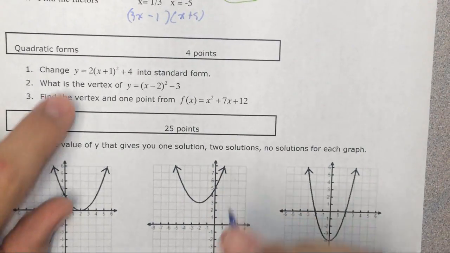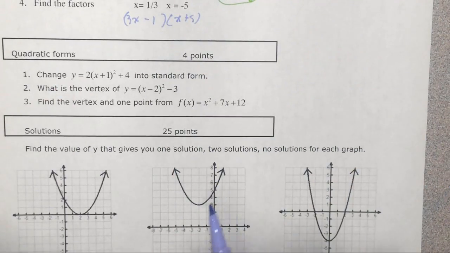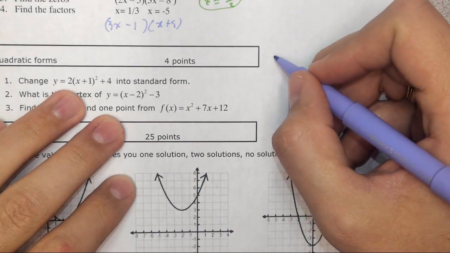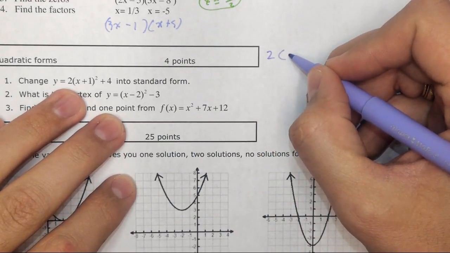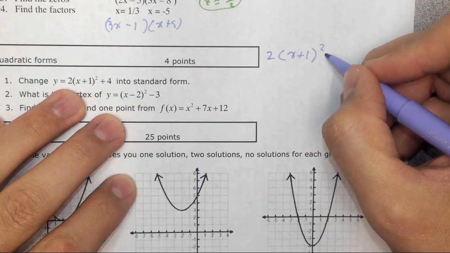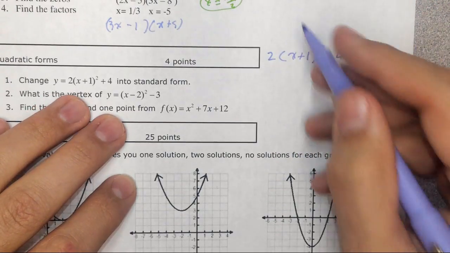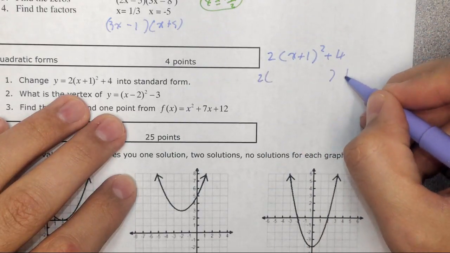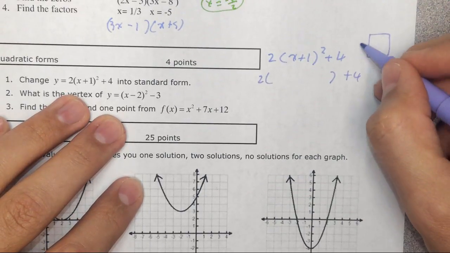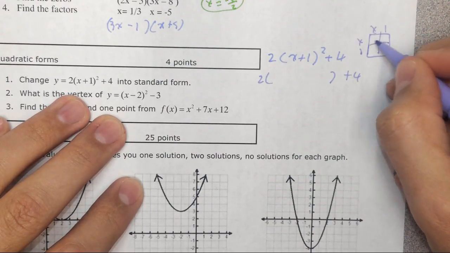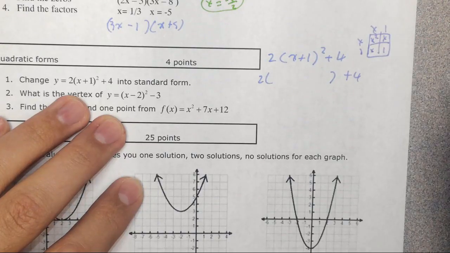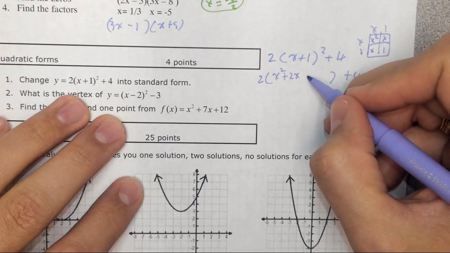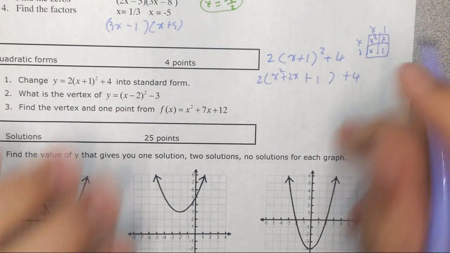Quadratic forms. Changing to standard form. All you have to do, go through the order of operations. I'm going to write the problem up here so we can do it. First thing you have to do is multiply this. You would multiply that with the box method. So set up the box, x plus 1, x squared, x, and 1. So we have x squared plus 2x plus 1. And we saw that plus 4 there.